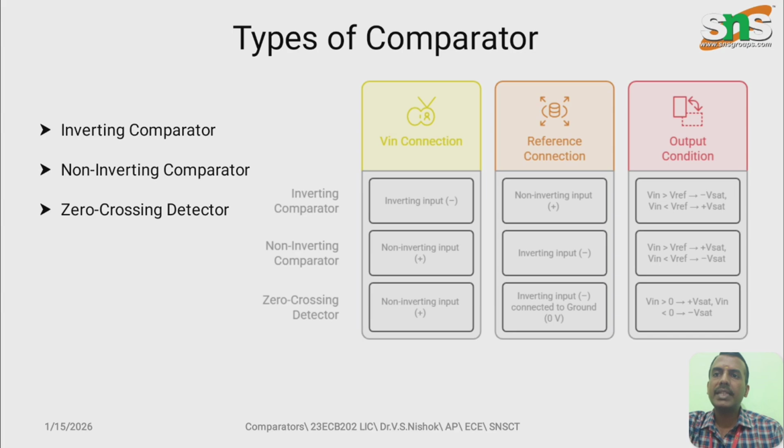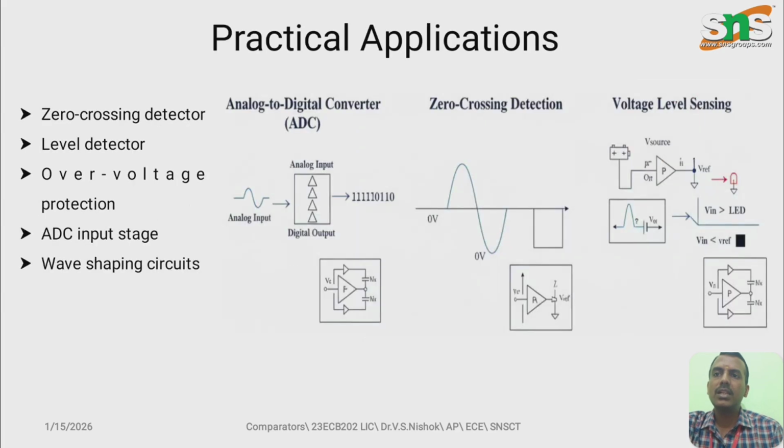Coming to the practical applications, it starts with detectors like zero crossing detector, level detector and over voltage protection, and it is very well used in the A to D converter stages, input stages, and pulse shaping circuits. So everywhere we can use this operational amplifier as a comparator circuit with the open loop configuration.